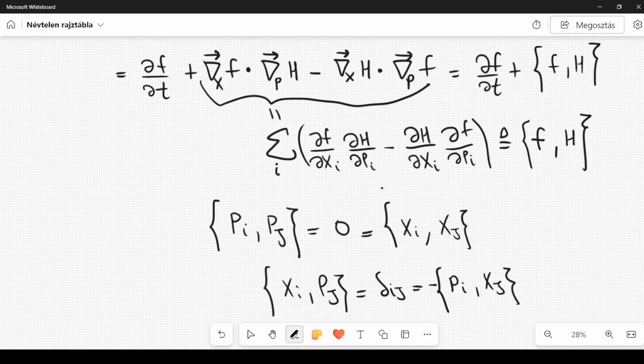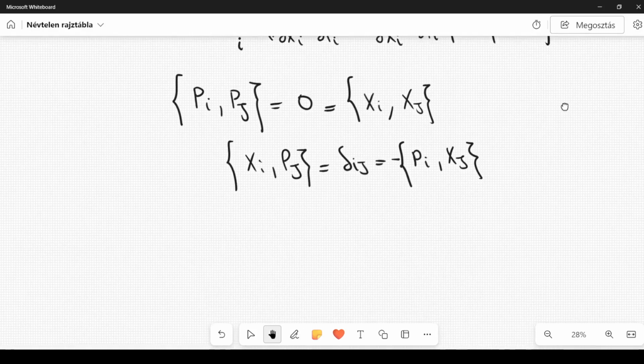And basically this is already something similar to what you have in quantum physics. If you replace the Poisson bracket with a commutator and then you multiply by the imaginary unit and h bar, it's related to the Heisenberg uncertainty principle, if you know what it is and if you think about it. But I'm not going to say anything more than that.